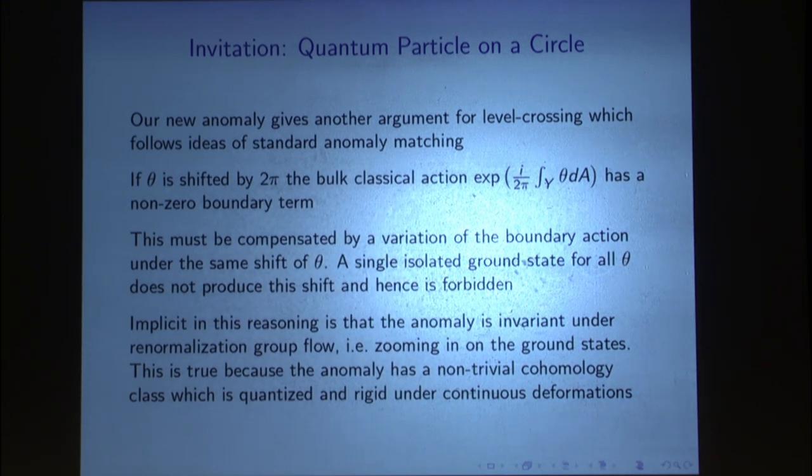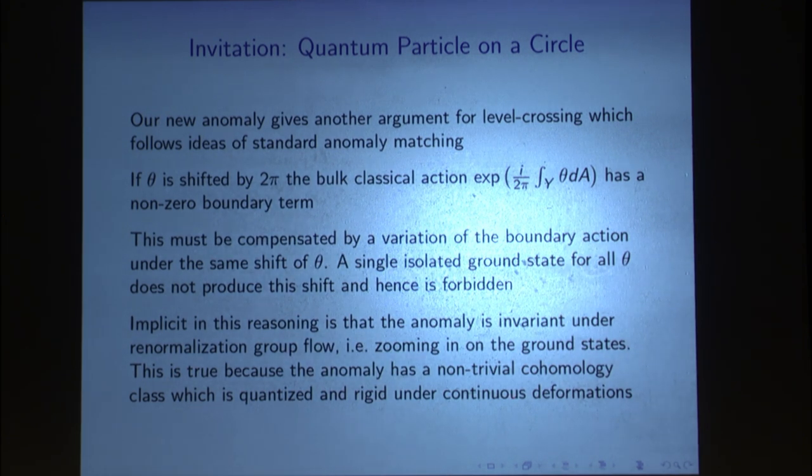OK, so this new anomaly, as was anticipated here, gives another argument for level crossing, which is similar to standard ideas of anomaly matching. Imagine you shift theta by 2 pi. The bulk classical term has a non-zero boundary contribution. And we know that the whole partition function, this thing I called z tilde, which has the boundary quantum mechanics and the classical bulk, is invariant under the shift theta goes to theta plus 2 pi. And so that means that the ground states must have level crossing. A single isolated ground state for all theta does not produce this shift that you see from the bulk.